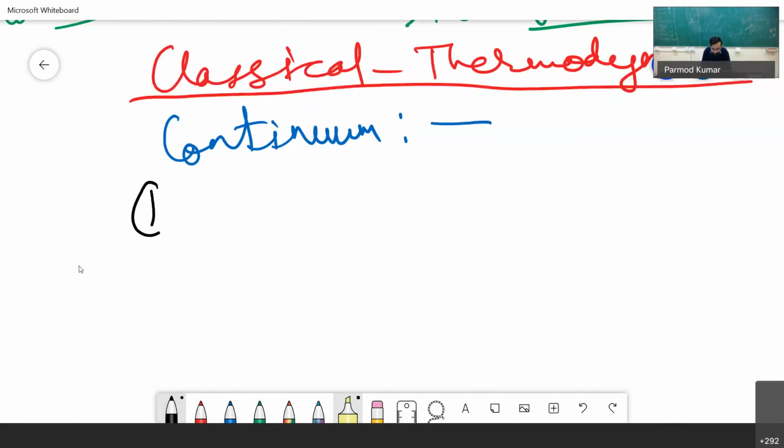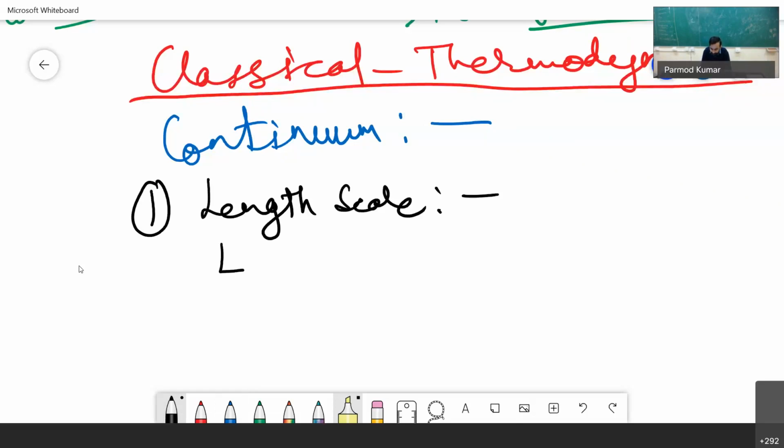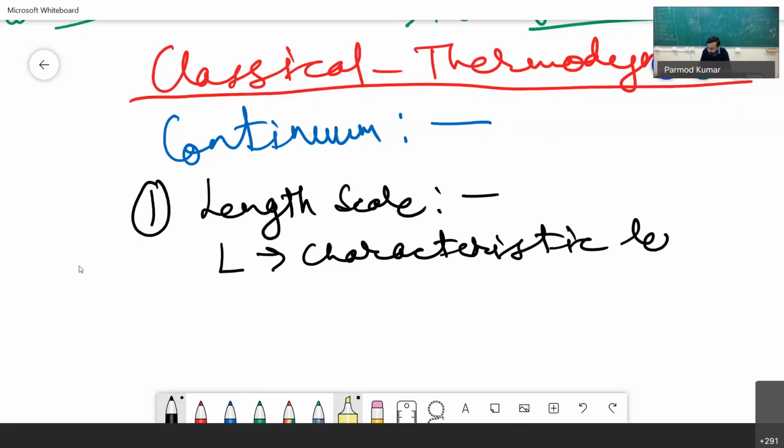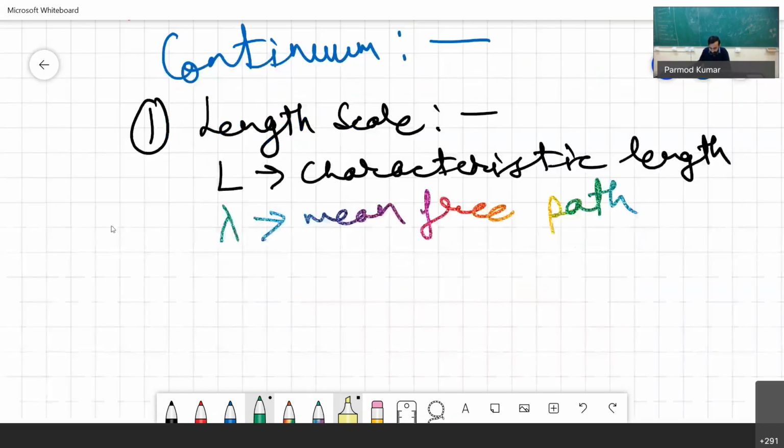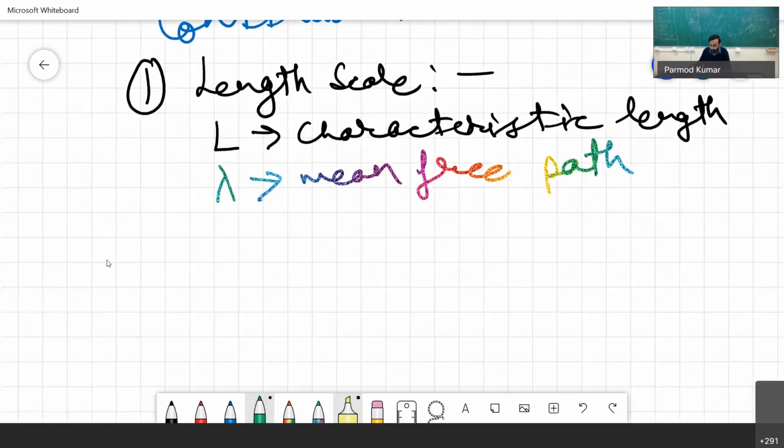For that, first we will be defining our first parameter as length scale. Let us consider that L is nothing but the characteristic length of the engineering system, whatever we are having, and let us consider that lambda is nothing but the mean free path. You all know what the mean free path is. Mean free path is nothing but the average distance between successive molecular collisions.